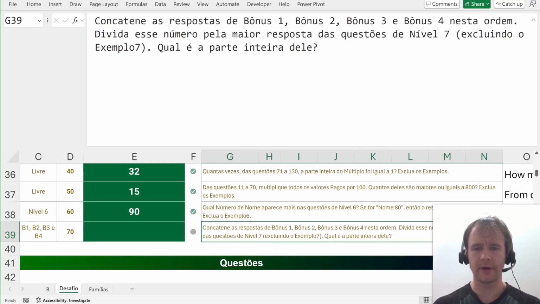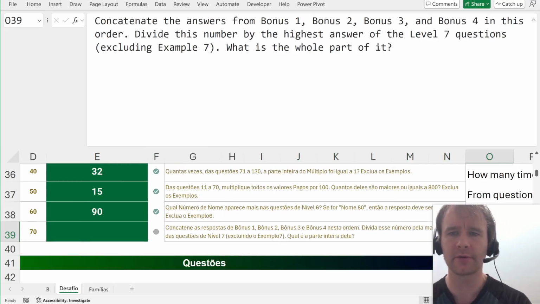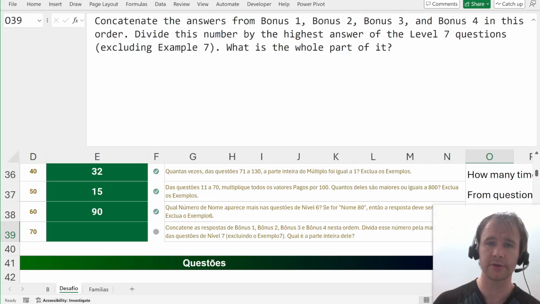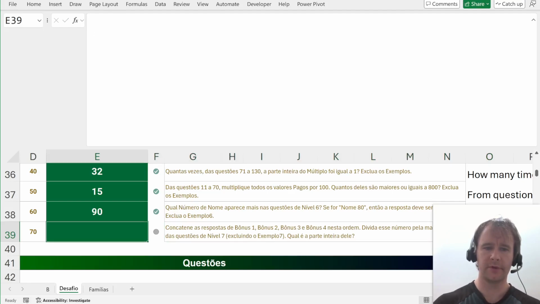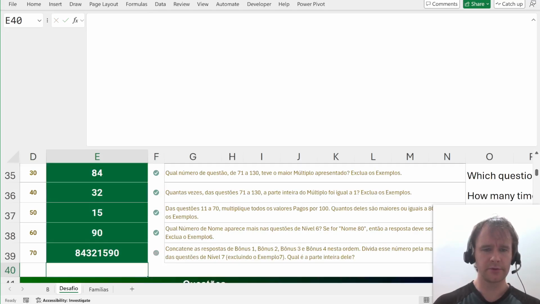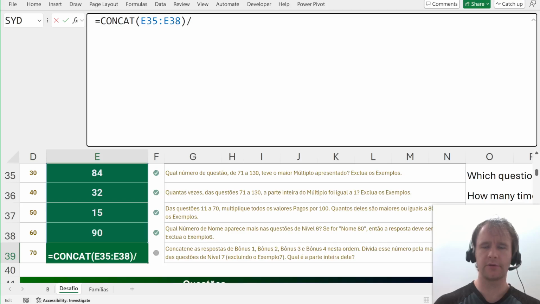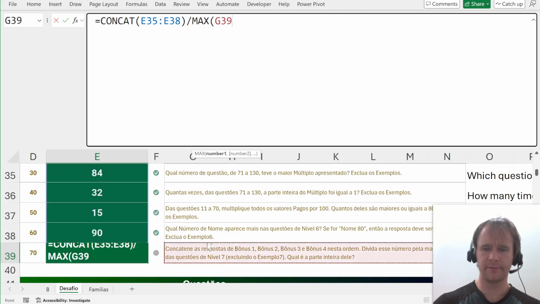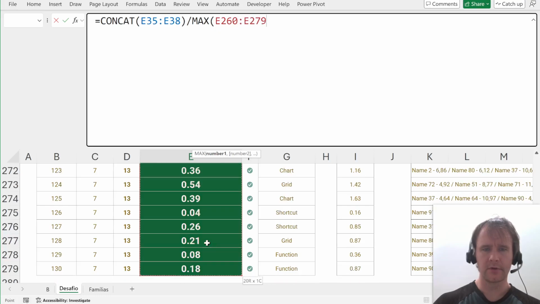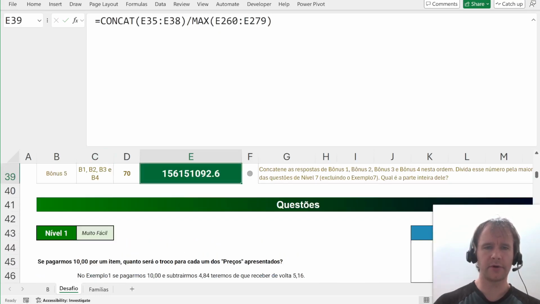Okay, so finally, concatenate the responses from bonuses 1, 2, 3, and 4 in this order. Divide this number by the highest answer of any of the level 7 questions. What is the whole part of it? Okay, so concat of all of these, just make sure that does, yes, that comes out in the right order, divided by the highest answer to level 7. And I want the integer part of that.